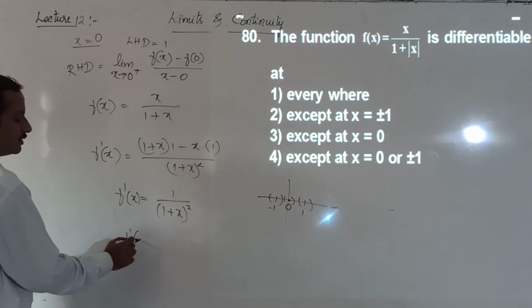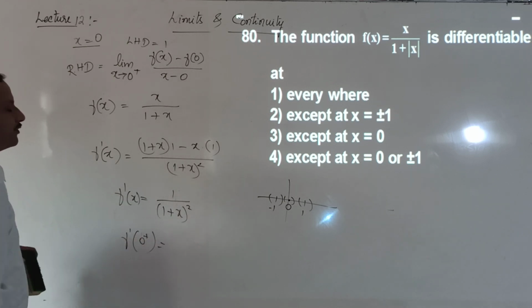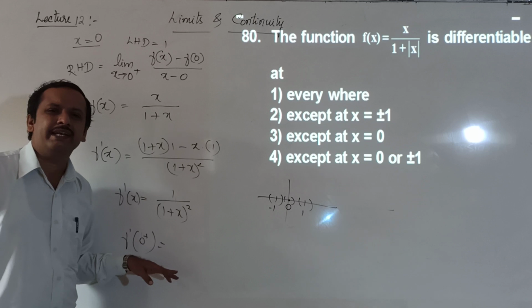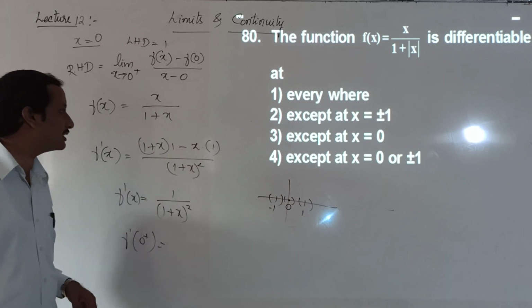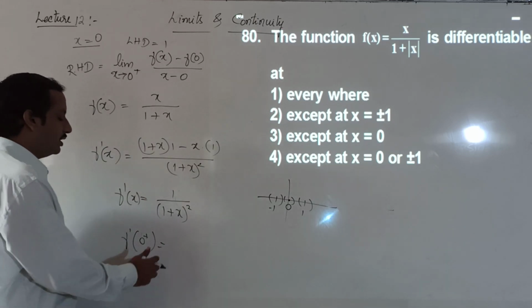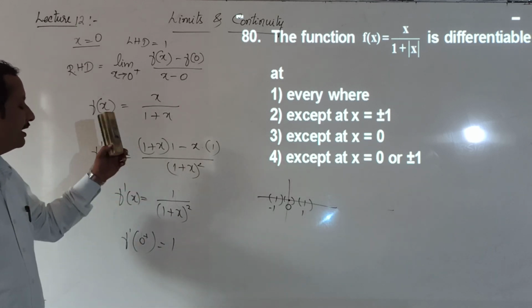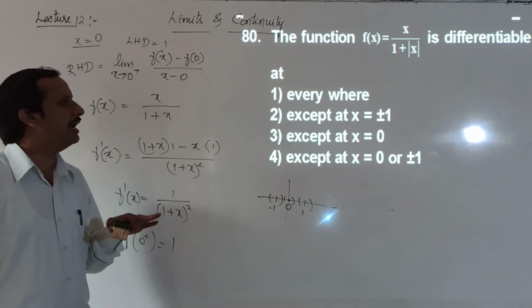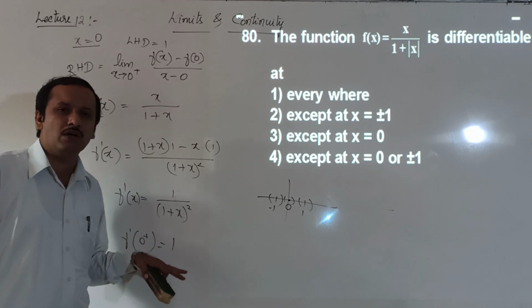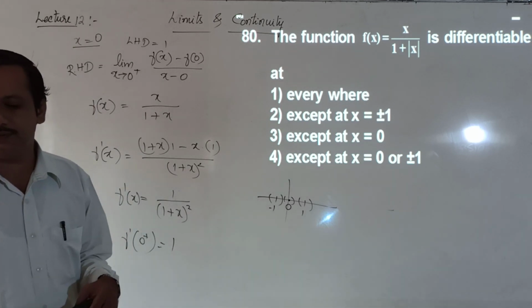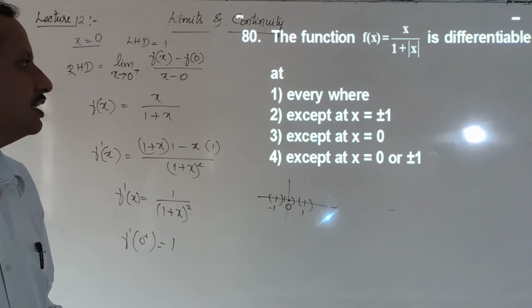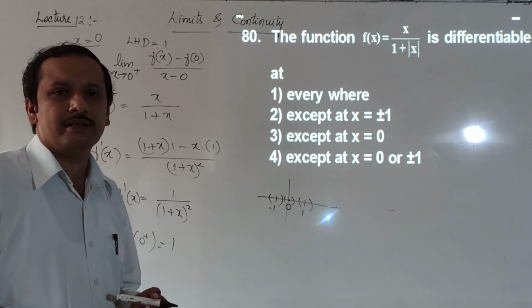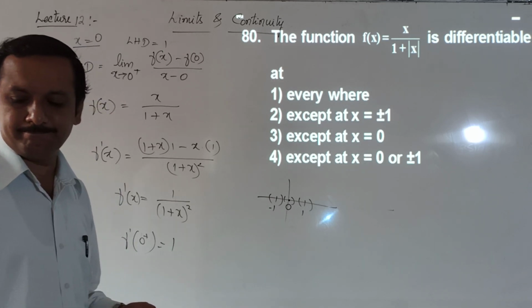Now f'(0 plus). f'(0 plus) means the right hand derivative of f(x) at x equal to 0. Put x equal to 0, that will give you 1. Left hand derivative is 1, right hand derivative is 1. Hence the function is differentiable at 0 also. So it suggests that the function is differentiable everywhere. Okay?